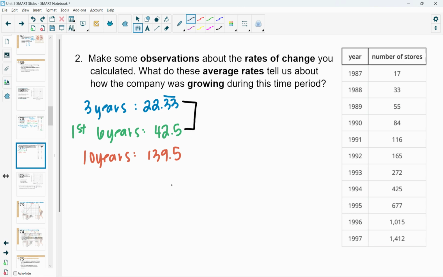And then the average rate of change in the first 10-year period, so if we did 139 divided by 22, that's like 140 divided by 20 almost. So this is 2 times bigger. Well, in the first 10 years, it's 7 times bigger, meaning that the company increased its number of stores or started doing a lot better in those first 10 years, right? So it was slower in the beginning adding stores, and then they started adding quite a bit more as time went on.